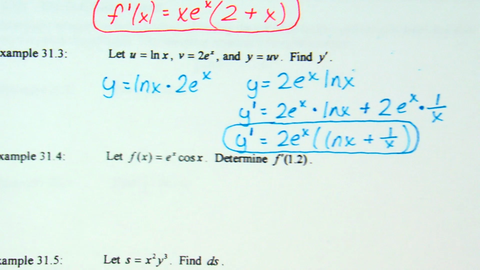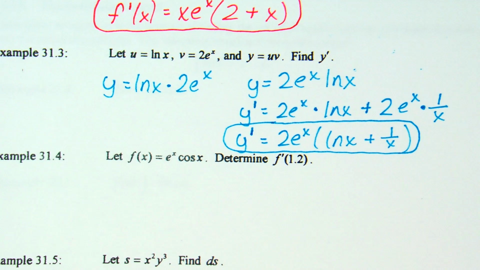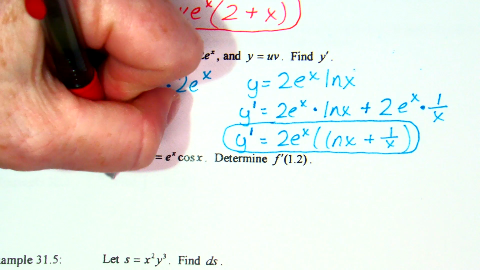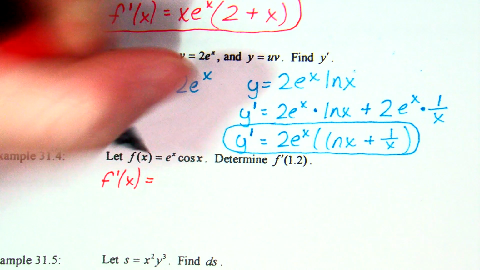Okay. Example 4. Let f of x equal e to the x cosine x. Determine f prime of 1.2. So what do I need to do first? Just ignore the 1.2. Find the derivative, yes? After we find the derivative, then what? Plug the 1.2 in. Okay, but you can't plug the 1.2 in. Anytime they ask for the derivative at a certain point, don't plug that point in until you find the derivative. So start by finding f prime of x.